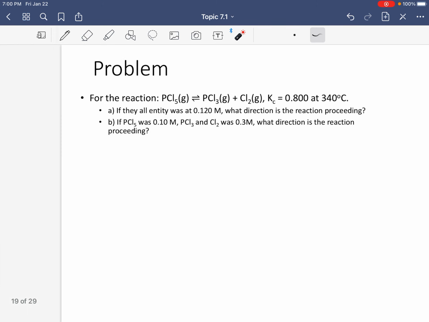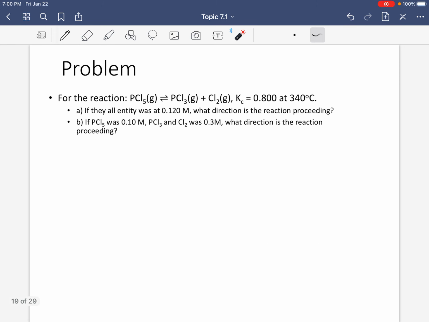So let's do some examples. I don't have that many examples to do today. In fact, today's lesson is going to be quite quick, if you get it. So I have this reaction right here. Phosphorus 5 chloride, or people might call it phosphorus pentachloride, decomposes to become phosphorus trichloride and chlorine gas.